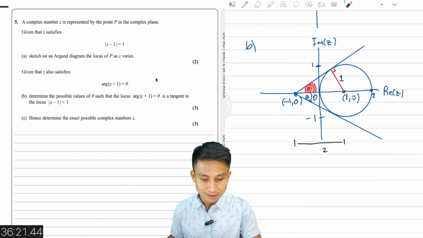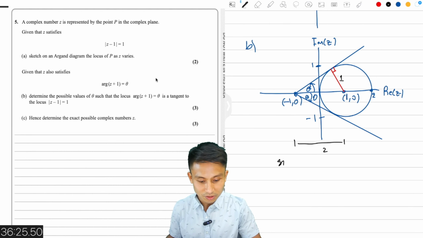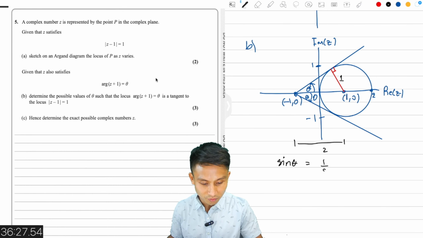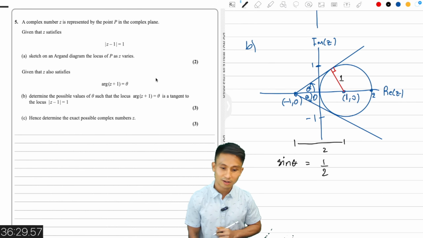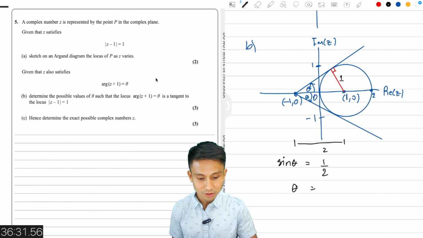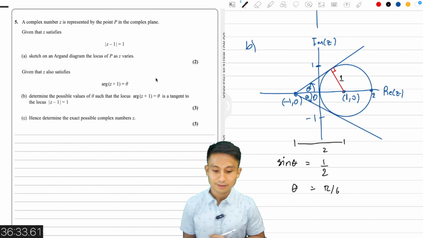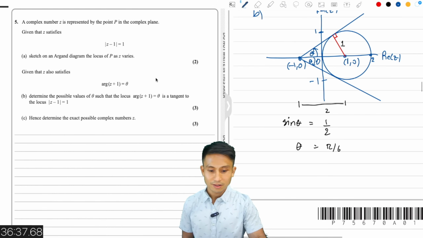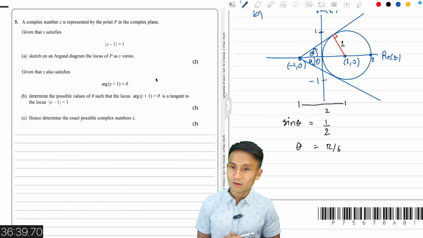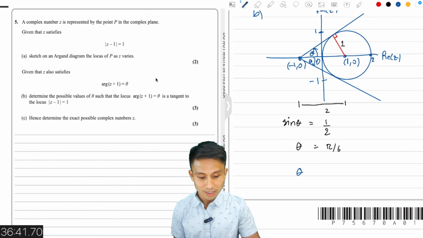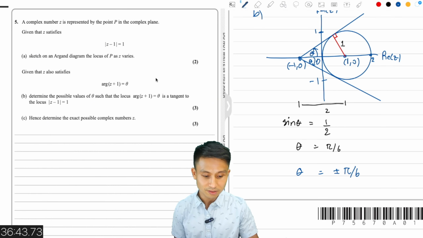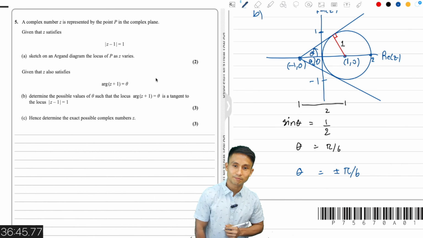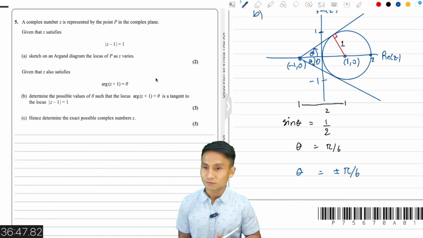If this is theta, then this is the opposite and this is the hypotenuse. So sine theta equals opposite over hypotenuse. That means theta should be pi over 6. Just that physical size of the angle. So theta is just plus or minus pi over 6, because we need to get the tangent there. Just visualize that and you should be okay.